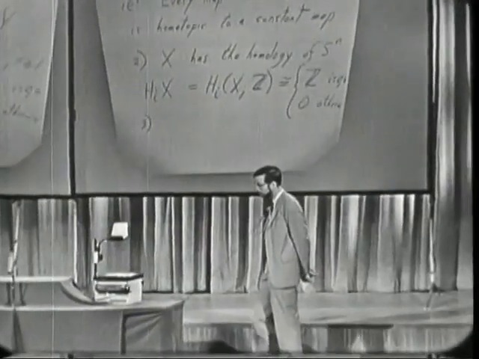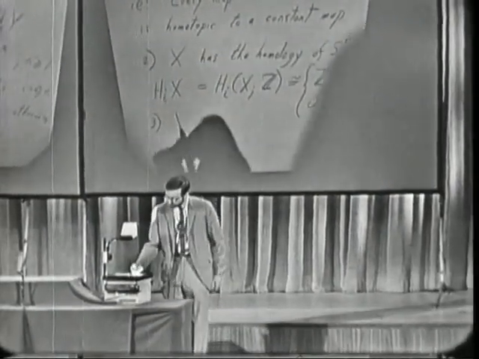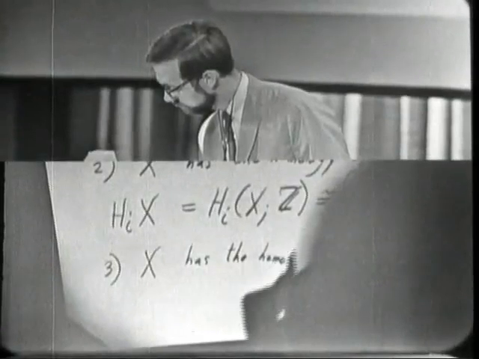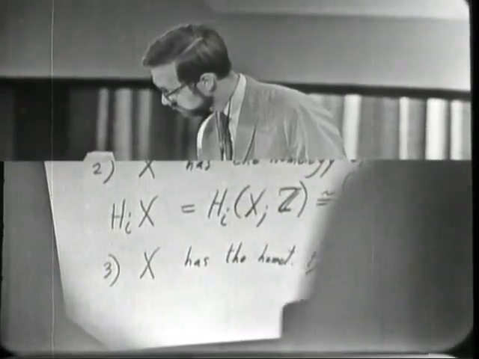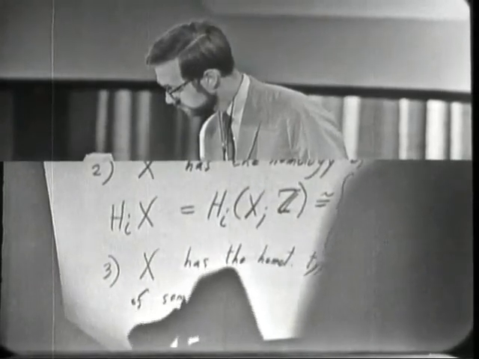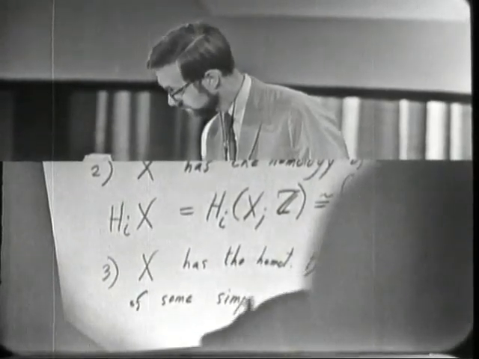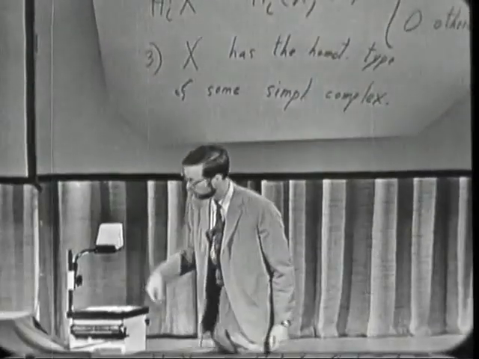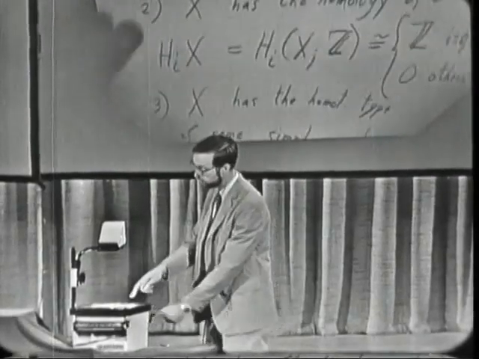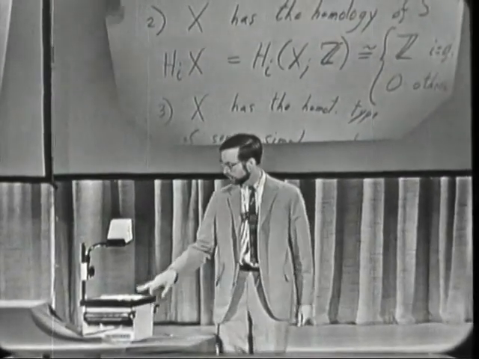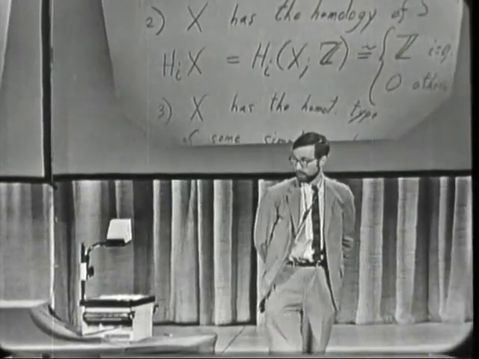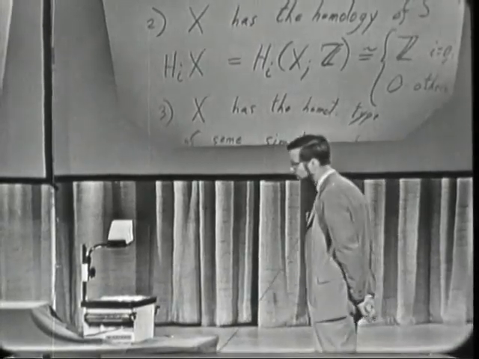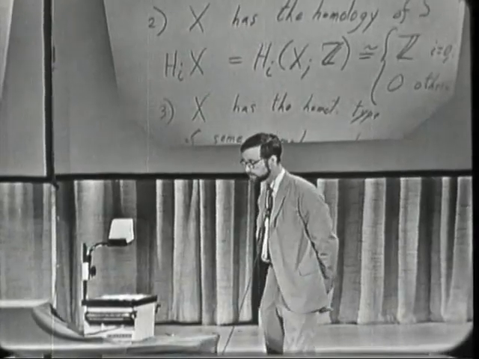I have to stick on one extra condition, however, which says that X is not too pathological. Third condition is that X has the homotopy type of some, say, simplicial complex. This is just a condition to rule out pathological examples. Given this condition, then we just need a condition that X have the right homology and the right fundamental group, that it be simply connected. And then it's a standard theorem of homotopy theory that given these conditions, X must actually have the homotopy type of the n-sphere.